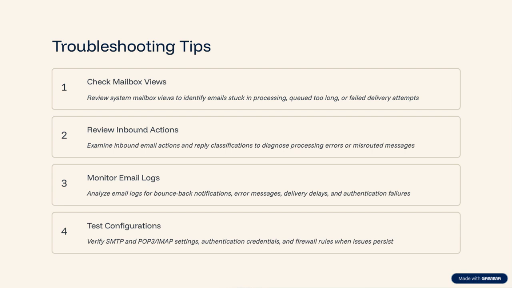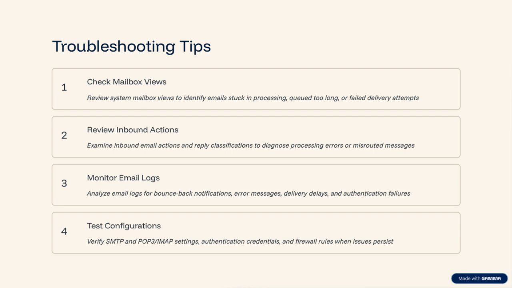Reviewing inbound email actions and reply classifications can also shed light on processing errors or messages being misrouted. If emails aren't reaching their destination or responses aren't being classified correctly, this review can reveal the cause. Finally, checking your system mailbox views allows you to see if emails are stuck in processing, queued for too long, or if delivery attempts have failed. This visual inspection often uncovers issues that might not be obvious from logs alone. Remember, these tips are all about systematically narrowing down the root cause, so you can resolve issues efficiently and keep your email flow smooth.